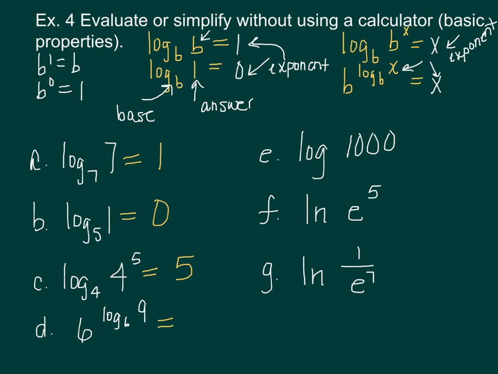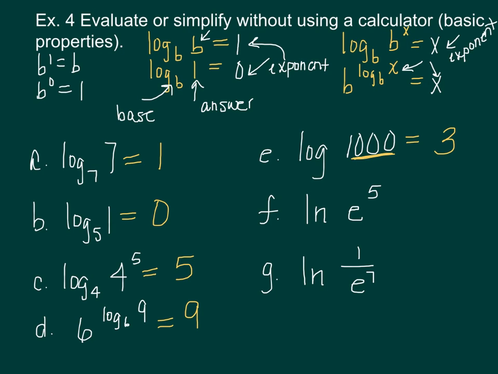D, when you have a base and you're raising it to the log of the same base, the answer is always whatever that number is. E, now I threw in E just to see if you remember. When you don't see a base, it's always 10. So you're saying 10 to the what power is 1,000. All you have to do is count the zeros, and that'll help you.